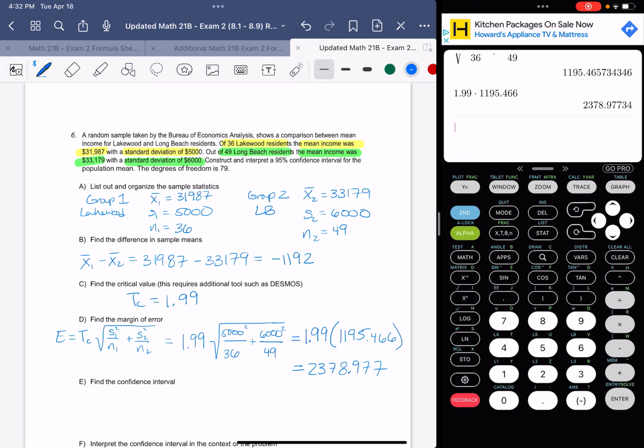And even though these are really big numbers, don't let that freak you out because we're talking about income, right? We're talking about residents' income, and their income was in like the tens of thousands of dollars. So for me, I think the big thing is going to be figuring out, because my calculator is different, practicing how to best do it.